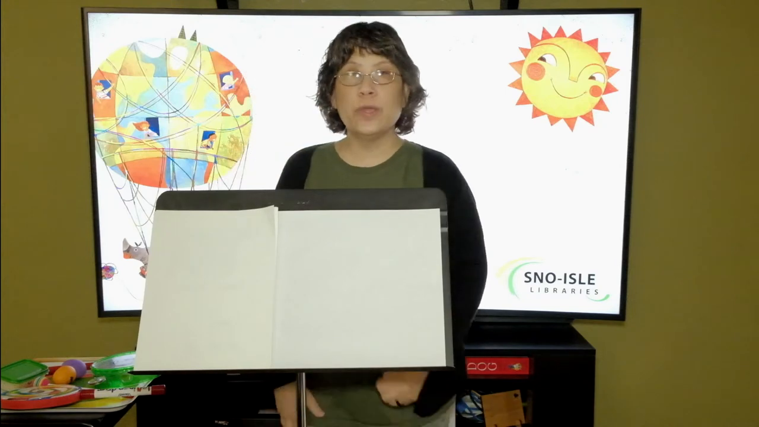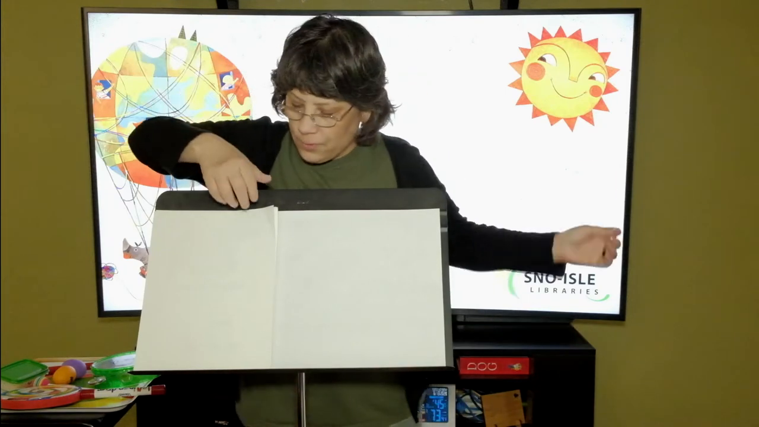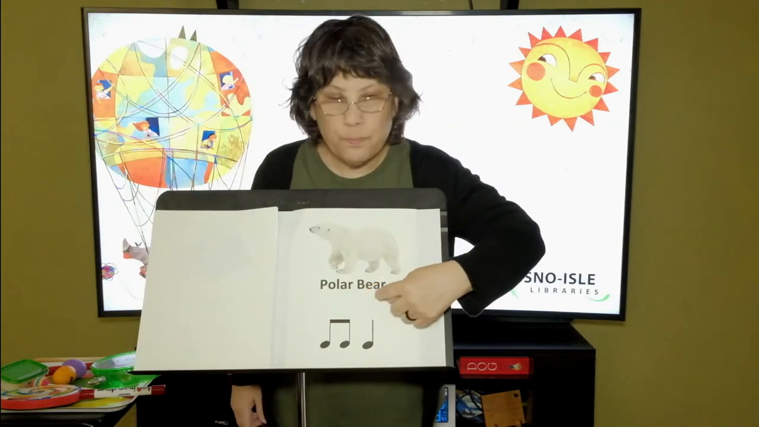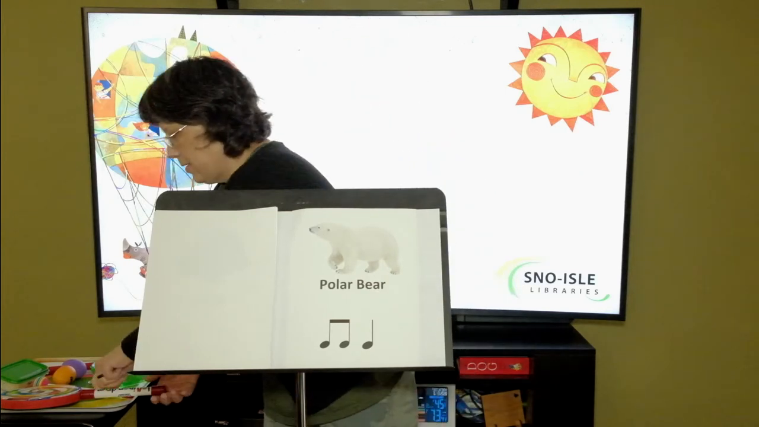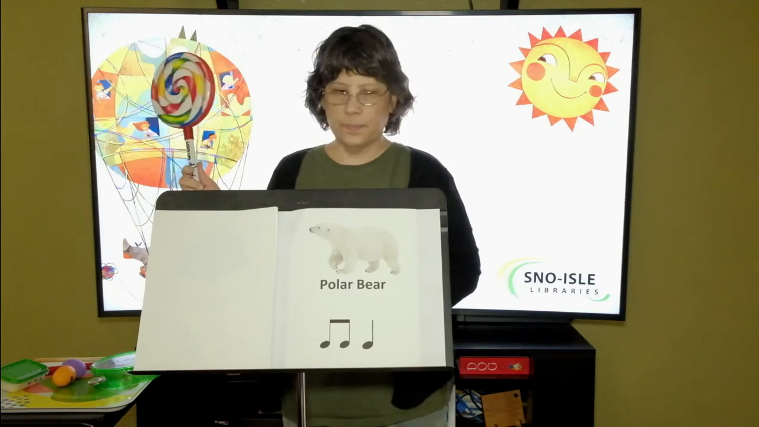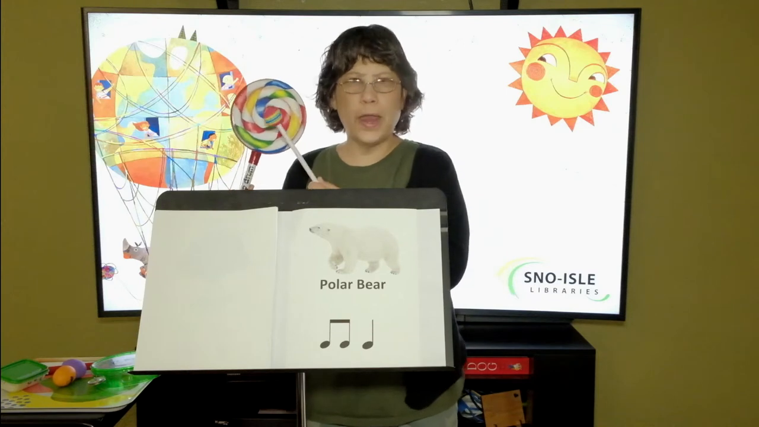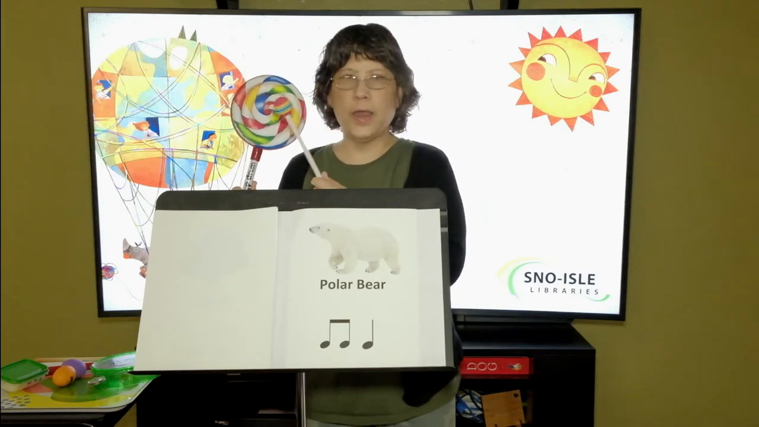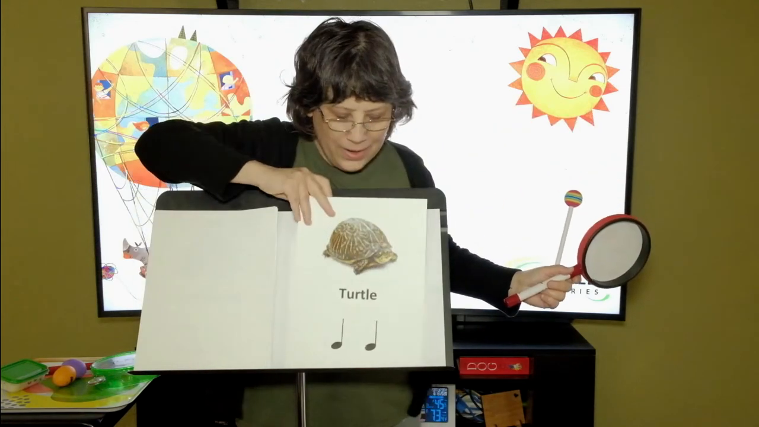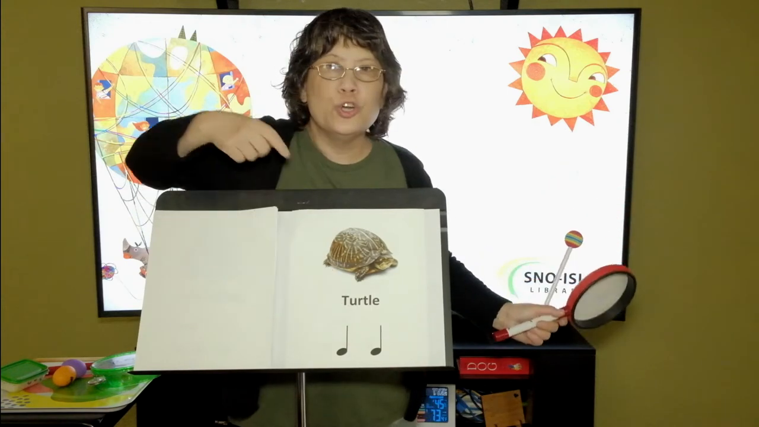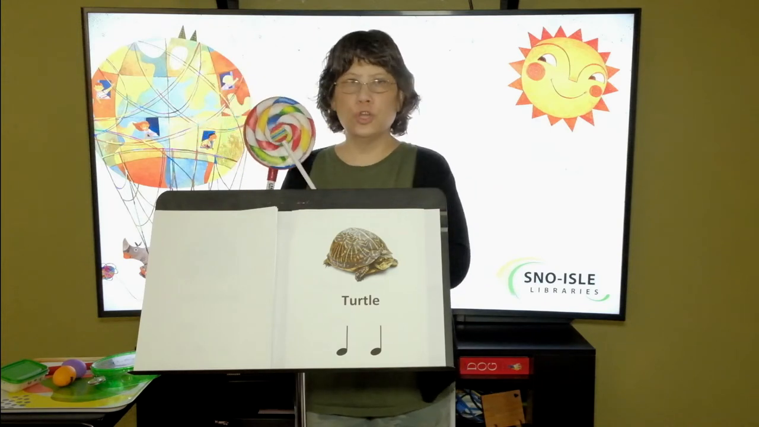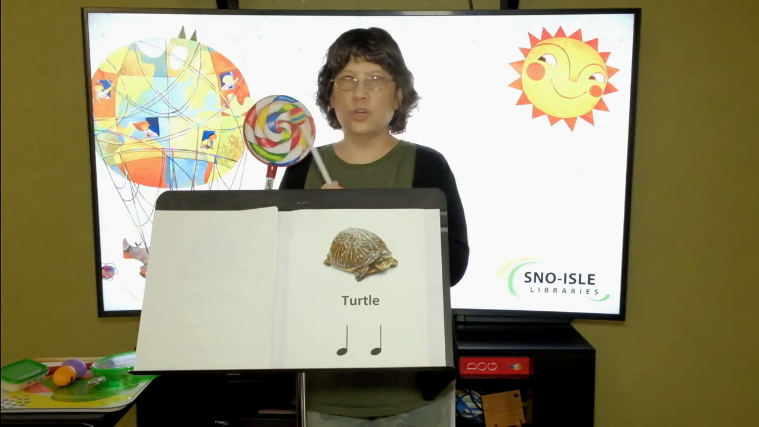Some rhythm cards. We're going to do each one 4 times. Let's see what the first one is. All right, do you guys know what that is? Polar bear. We'll use our head to keep the beat. Another one. This one? Turtle. Turtle. Turtle. Turtle.